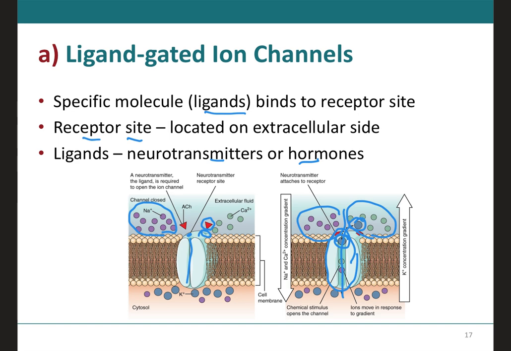in glands, which makes sense, right? Because the neuron will be able to synapse with another neuron, with a muscle, or with a gland. Therefore, these channels have to be present in these three different types of structures.